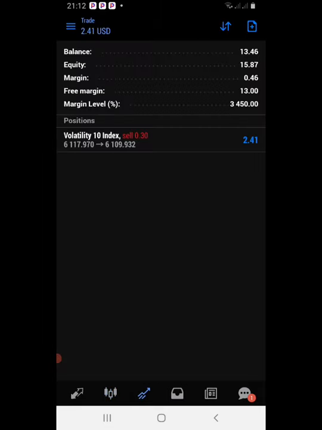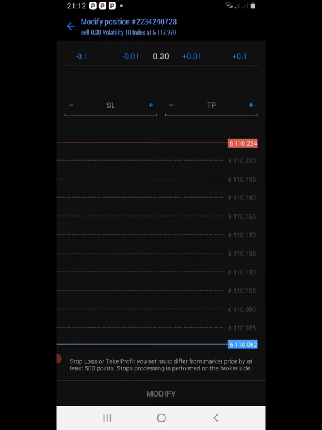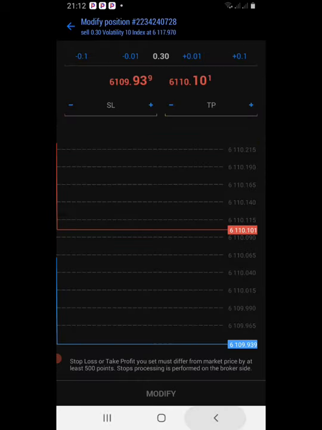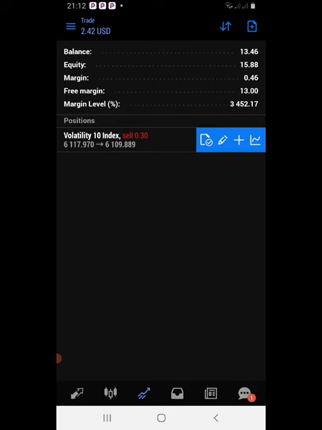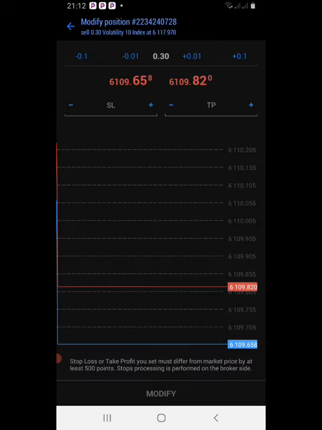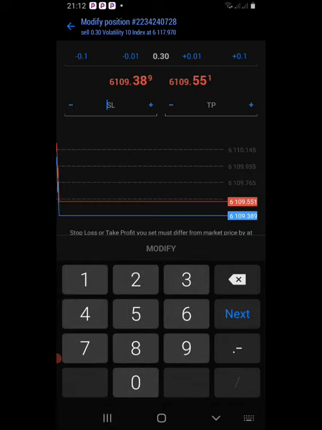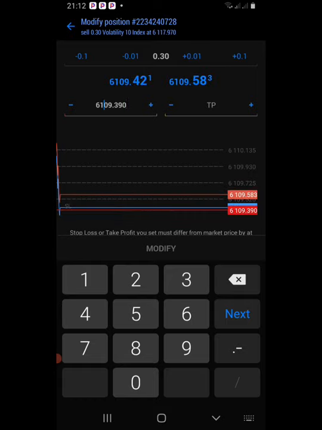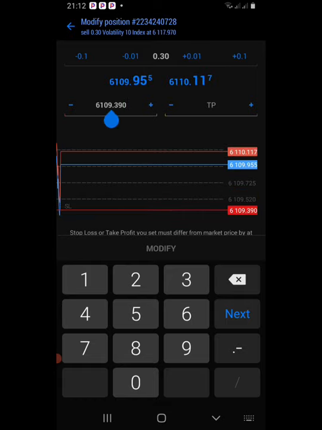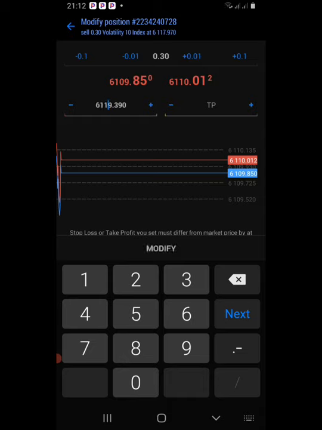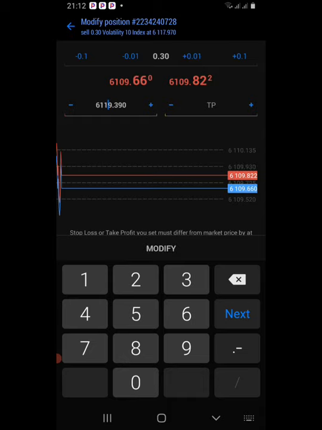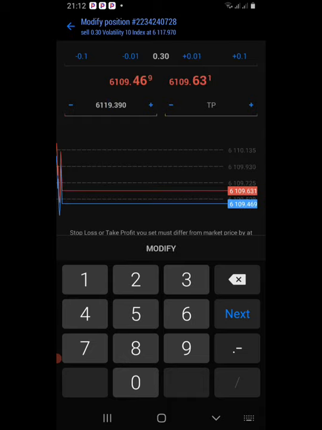Let's roll. Okay guys, you can see I took the trade on volatility 10 index. I sold it, and it's currently on profit. I'm keeping the trade for some time till it gets to my take profit level.